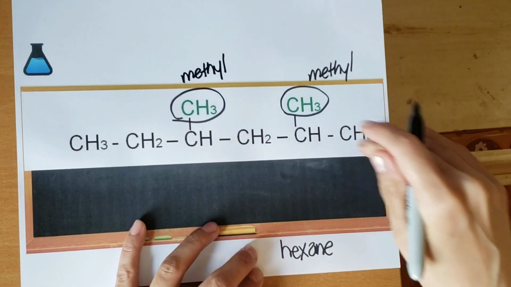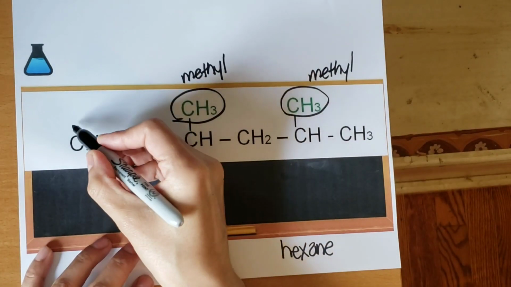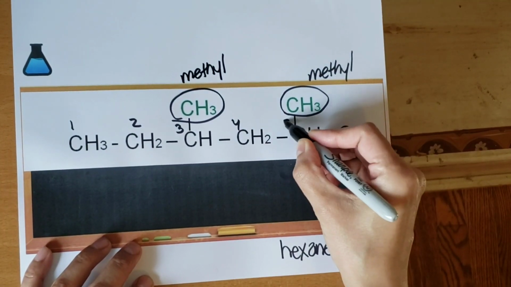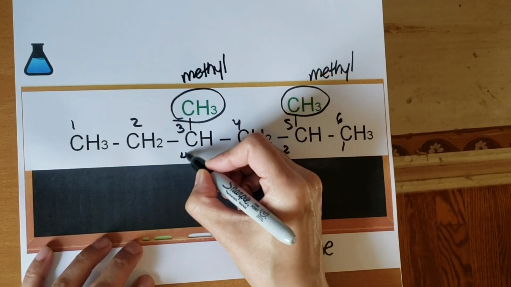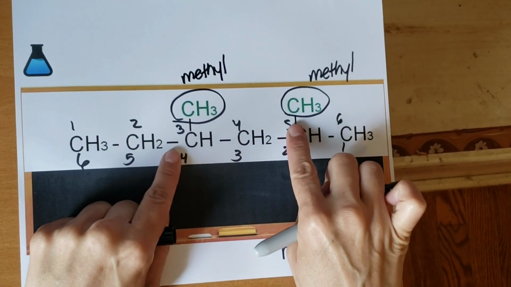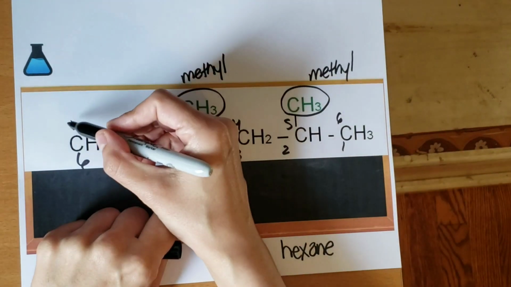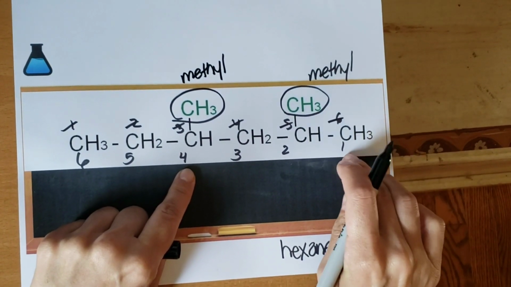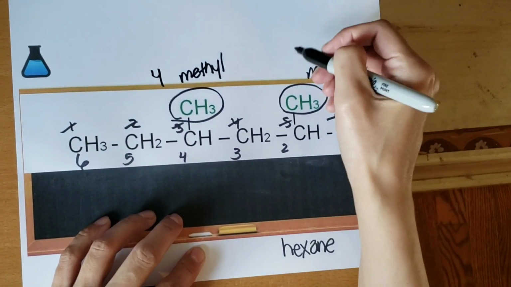The next step is to number the carbons in the parent chain so I can give the locations of these branches the lowest possible number. So my numbers are either 3, 5 or 2, 4. So 2, 4 is the lower orientation. So I'm going to cross off these numbers. I cannot use them. I'm going to use the numbers from right to left. So this is 4 and this is 2.